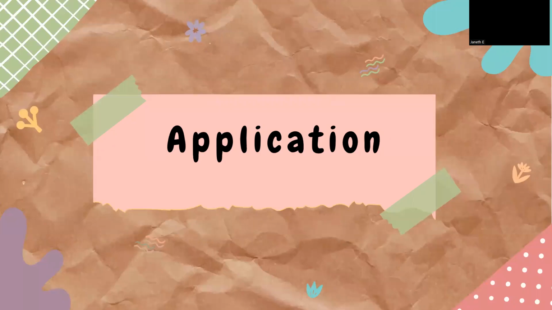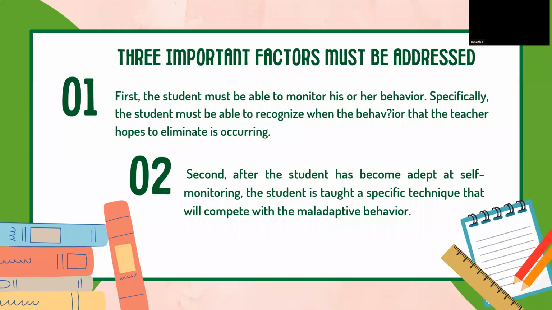Let's proceed to the application. When teaching students to use alternate responses to anger or other maladaptive behaviors, three important factors must be addressed. First, the student must be able to monitor his or her behavior. Specifically, the student must be able to recognize when the behavior that the teacher hopes to eliminate is occurring. For example, the student must be able to recognize when they are becoming angry, for example, when stomach muscles tighten.